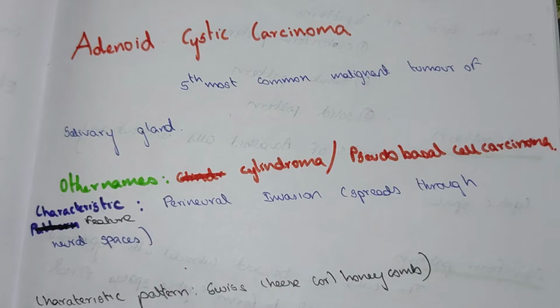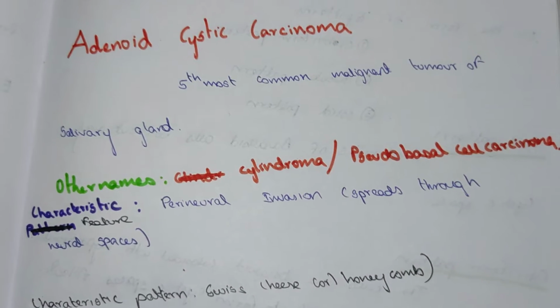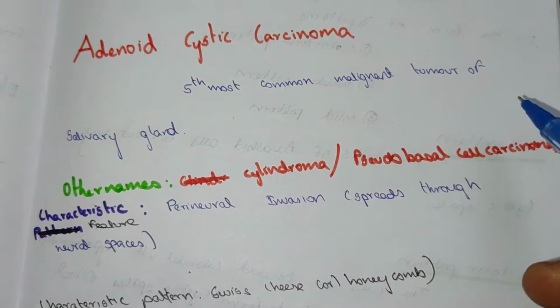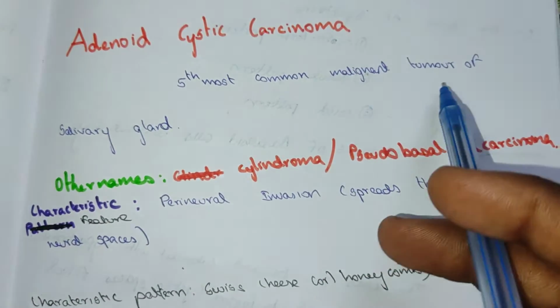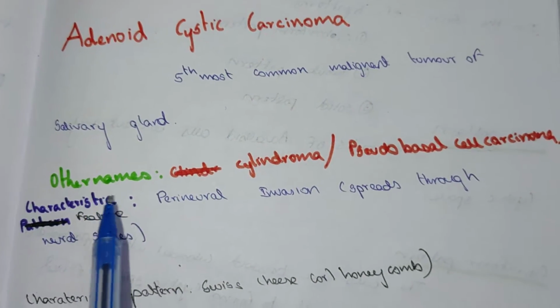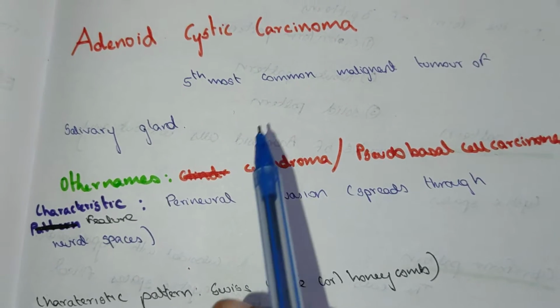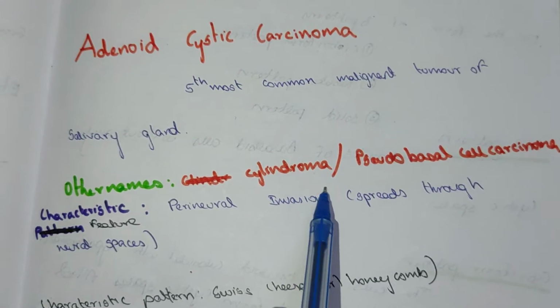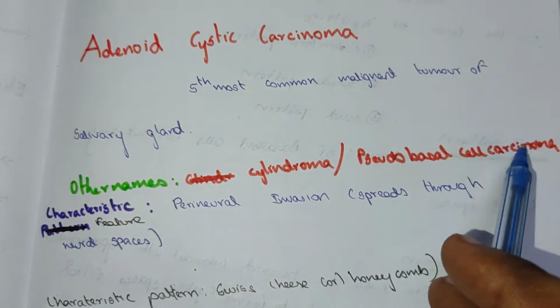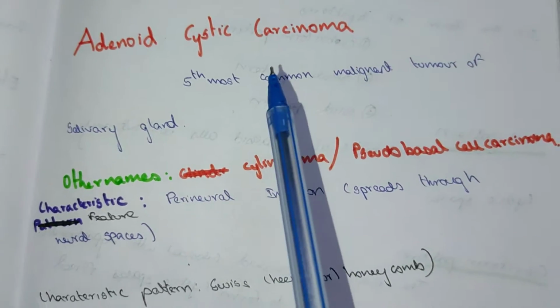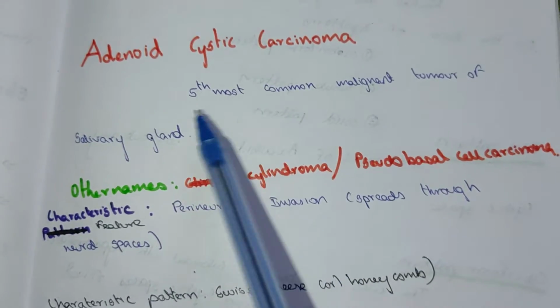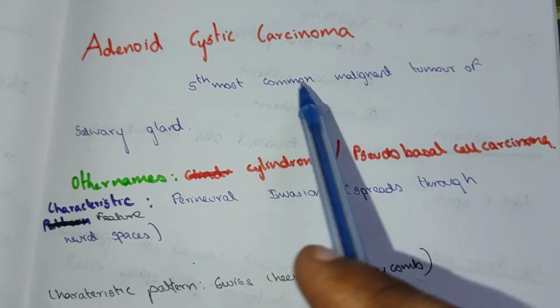In this video, we are going to see about adenoid cystic carcinoma. It is the fifth most common malignant tumor of the salivary gland. The other names of this adenoid cystic carcinoma are cylindroma and pseudo-basal cell carcinoma.